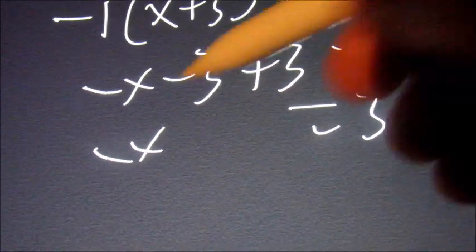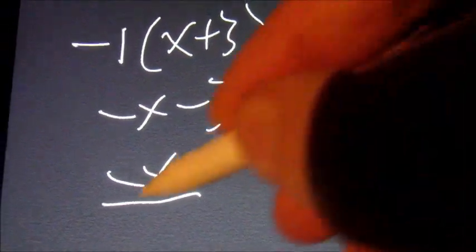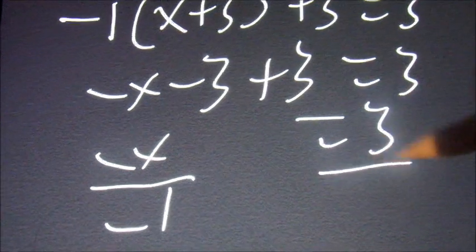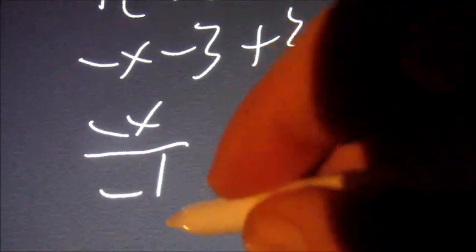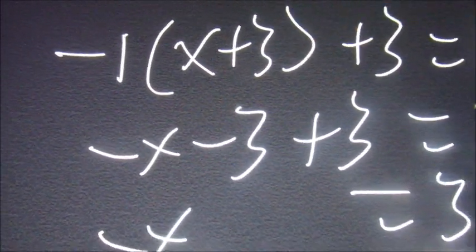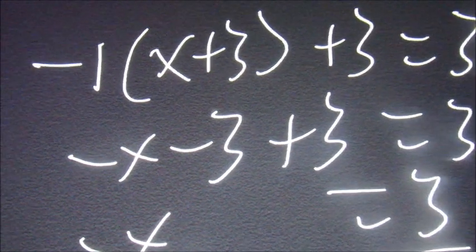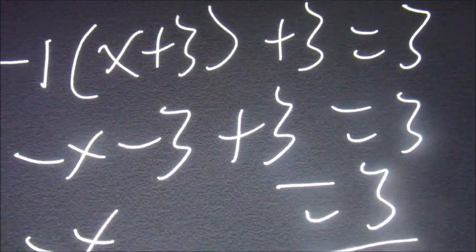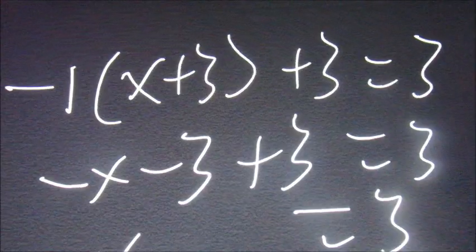We don't want to know what -x is, we want to know what positive x equals. So we're going to divide both sides by a -1, and x equals -3. And that one's easy to look at. If we substitute the -3 in, we have a -3 plus 3, which is 0. 0 times anything is 0, and we're just left with 3 equals 3.